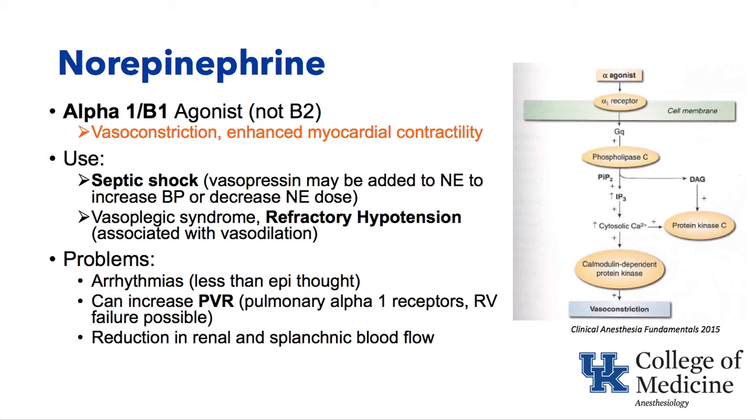The pulmonary vasculature can be constricted when norepinephrine is started, and the RV may not like that, pumping against a higher resistance. So think about norepinephrine administration to a patient who has high pulmonary artery blood pressures and an RV that's not functioning so well.